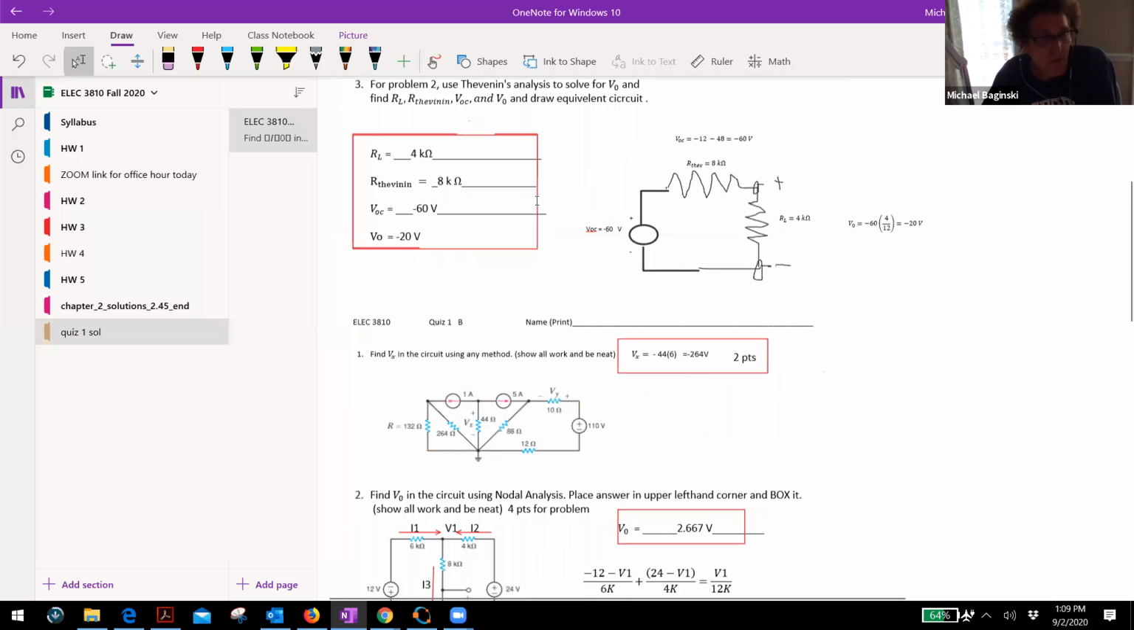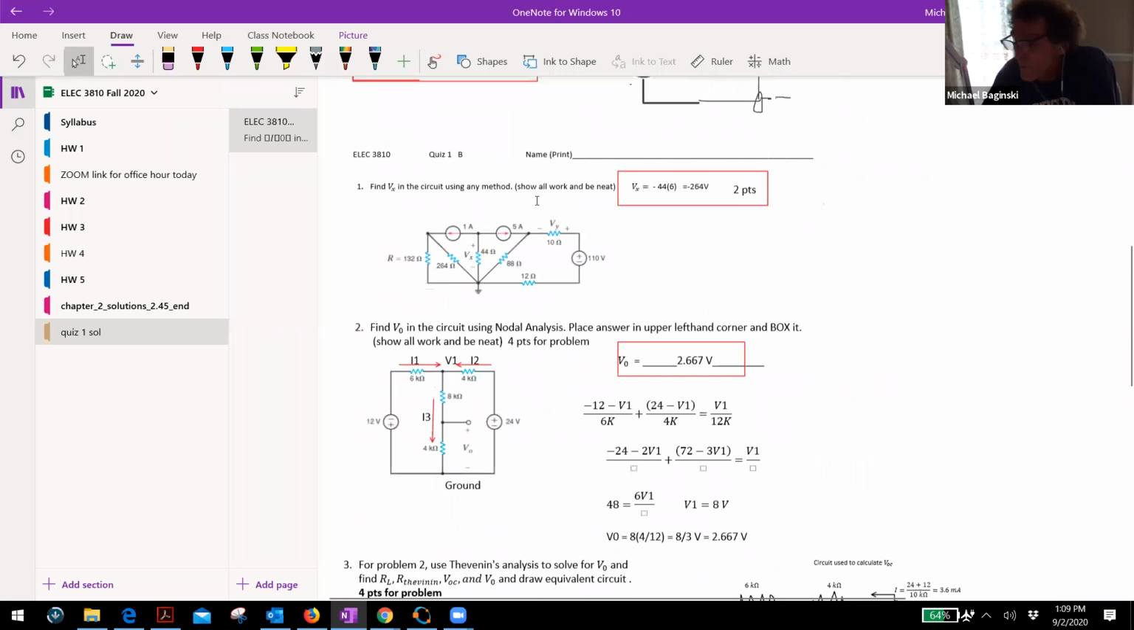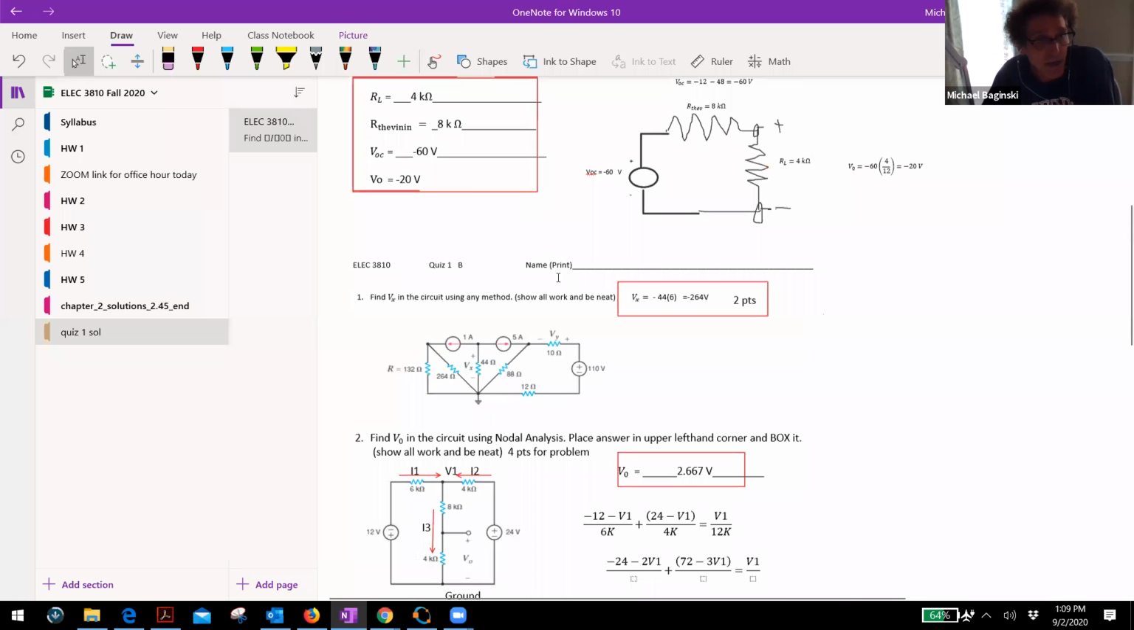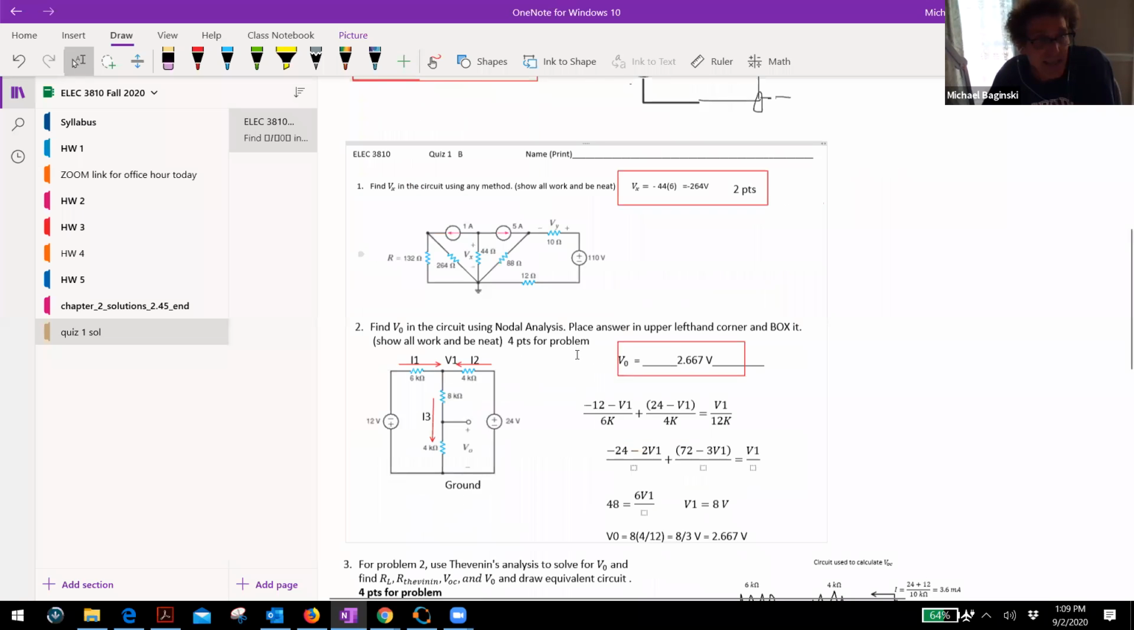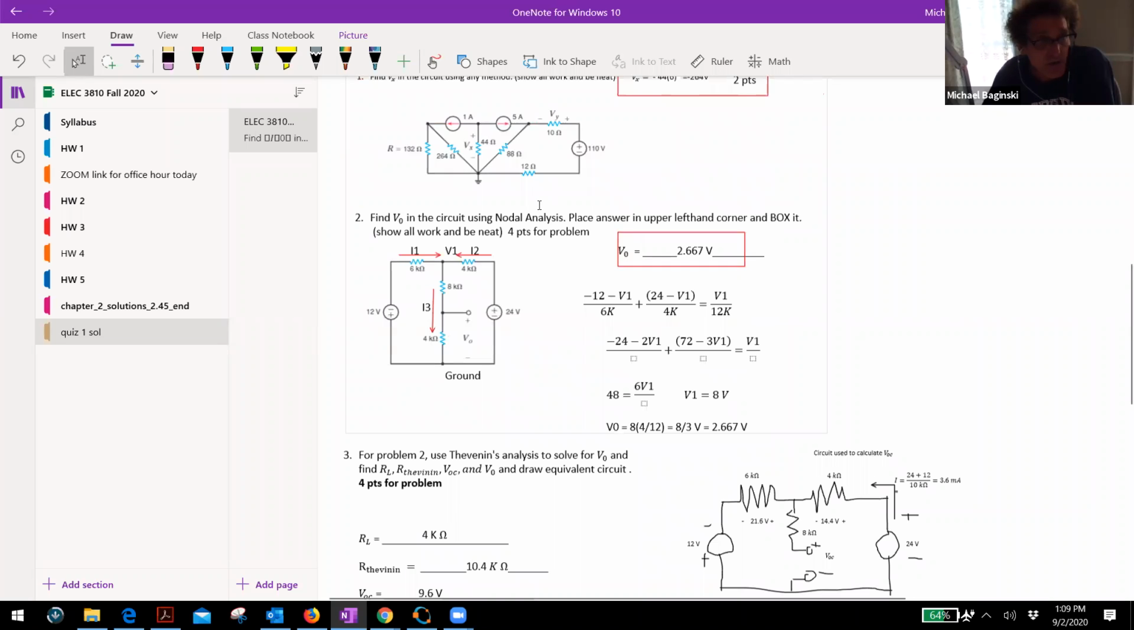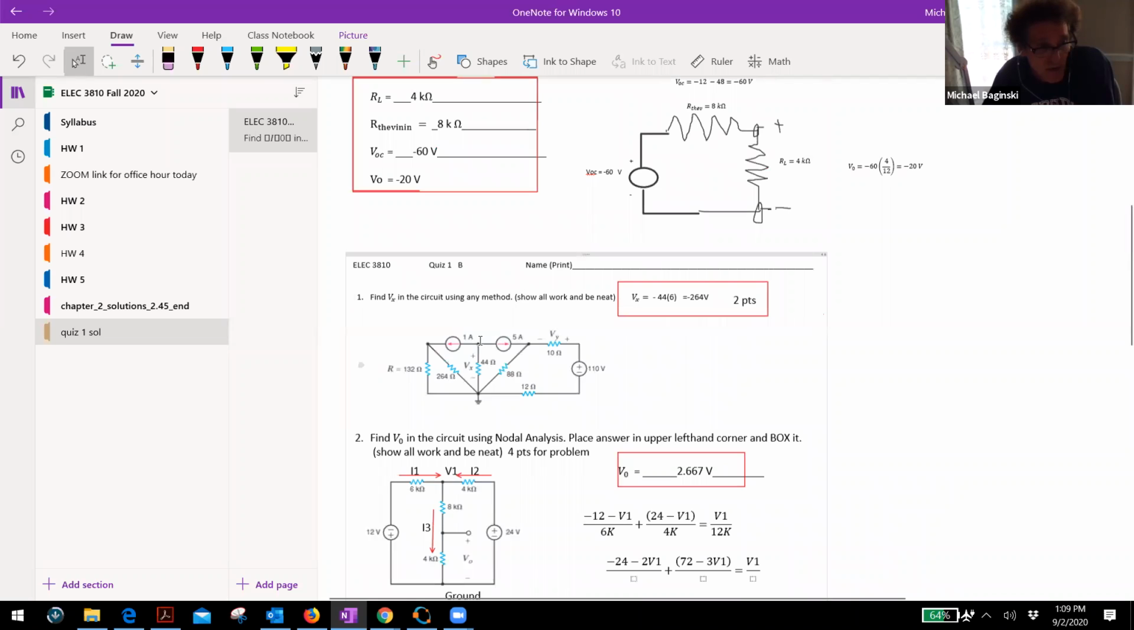Now, the next problem, or I'm sorry, the next quiz, part B, was basically identical in nature. So here's part B of it. And I wanted to find Vx right here. And if you look at this, you got 1 milliamp going this way, 5 milliamps going this way. So that's 6 milliamps that has to be coming through that resistor where the 44 ohms is. Do you all agree with that, class?